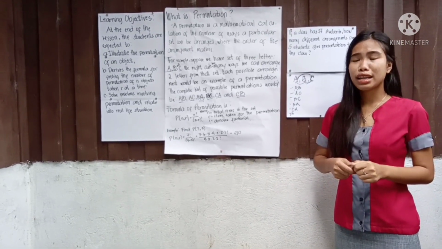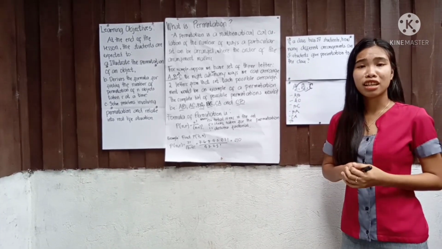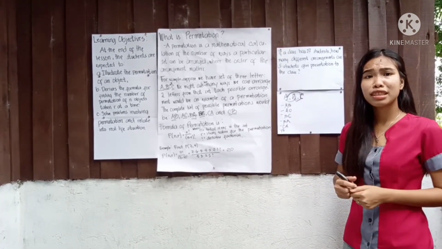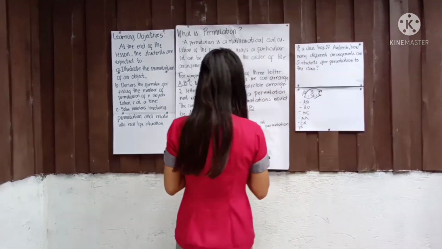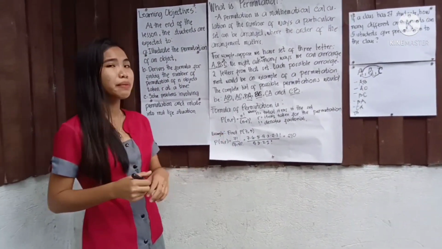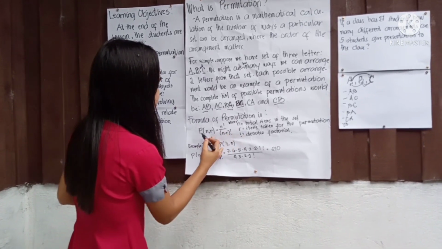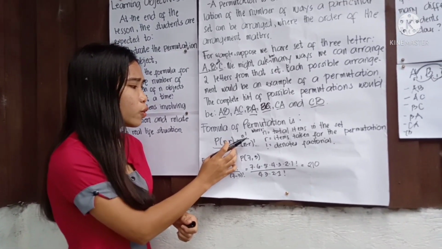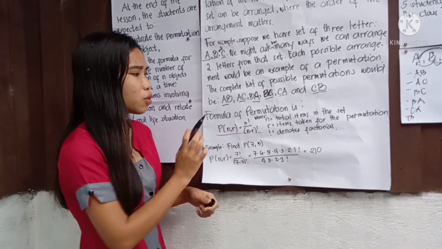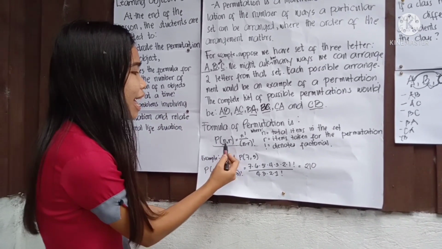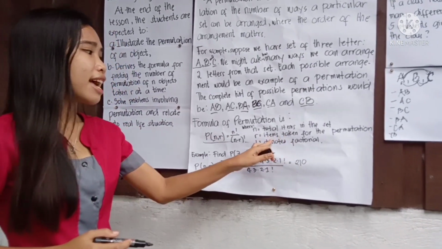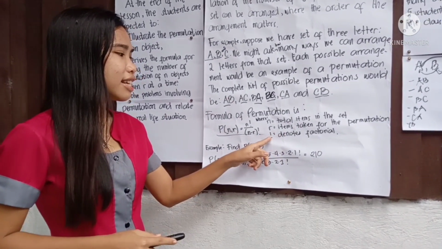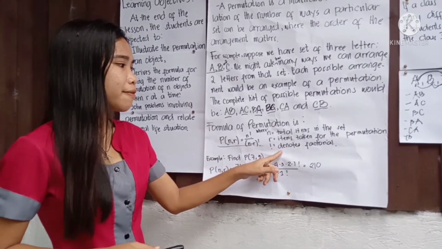I will give you an example. Please listen carefully, because after this we will have an activity. You will have an individual activity. So we have here the formula of permutation. The permutation of n and r is equal to n factorial over n minus r factorial, where n is the total items in the set, r is the items taken for the permutation, and the exclamation mark denotes factorial.